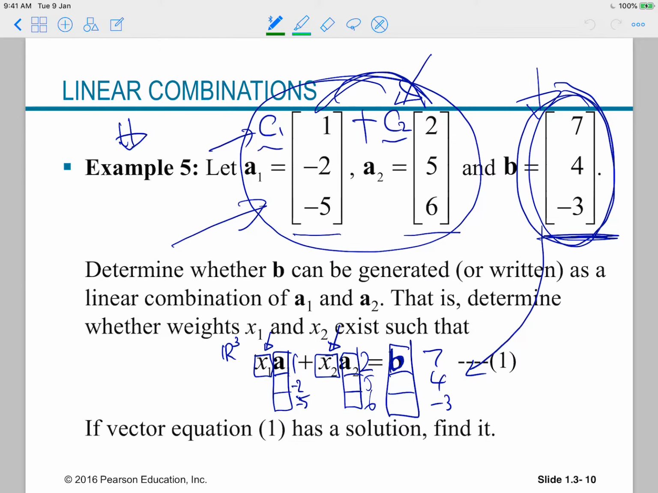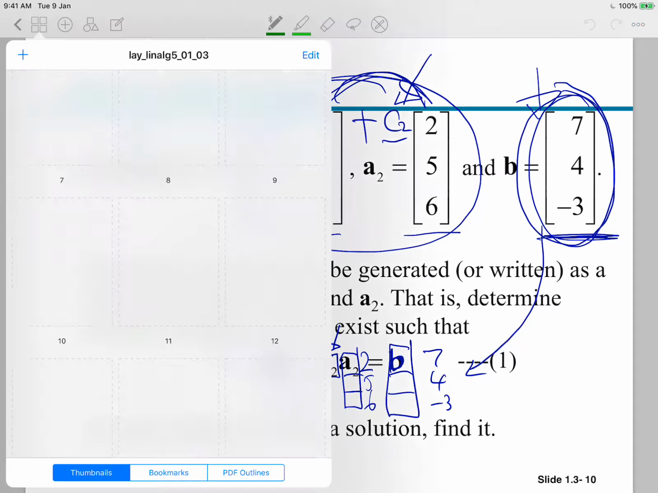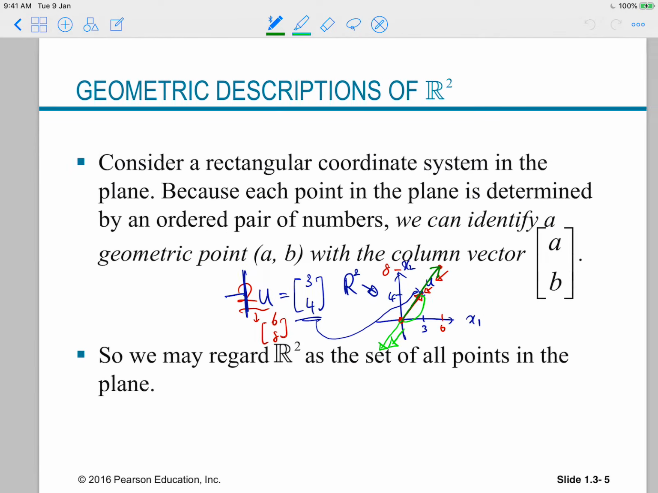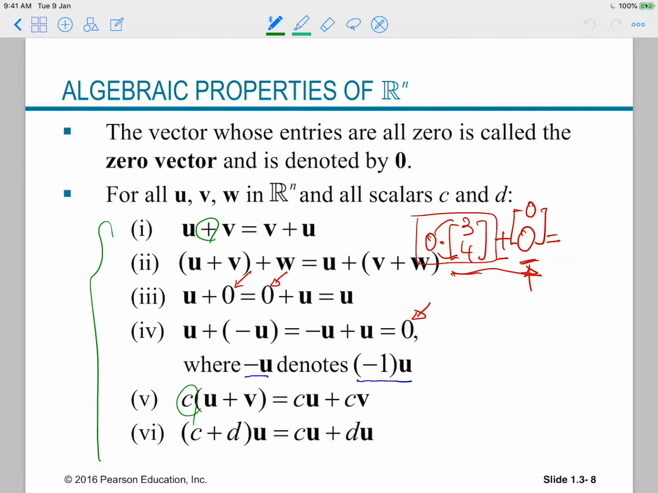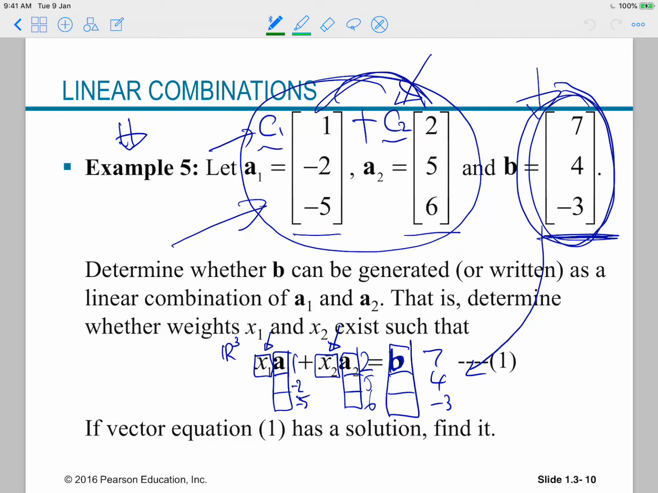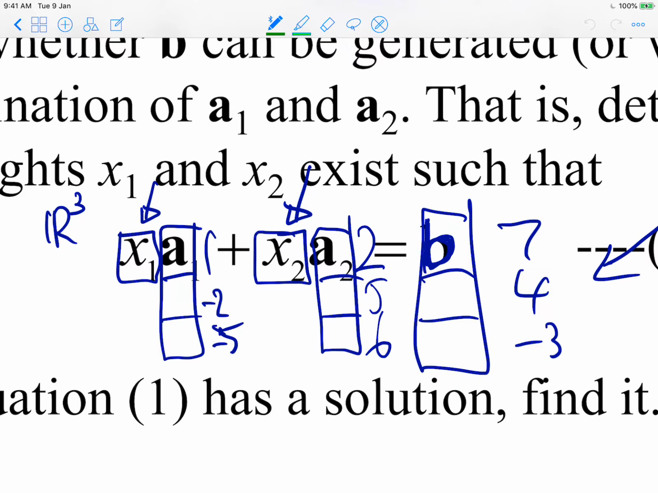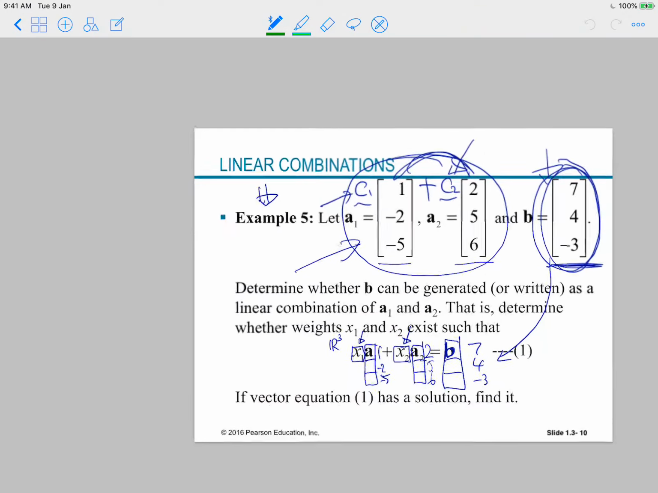So in chapter 1.3, we studied this vector equation. We mainly looked at this kind of problem: we are given some input vectors A1 and A2, and also another vector B. The question is, can we form a linear combination of A1 and A2, in this form, a scalar multiple of the first and another scalar multiple of the second vector, equal to the given vector B?